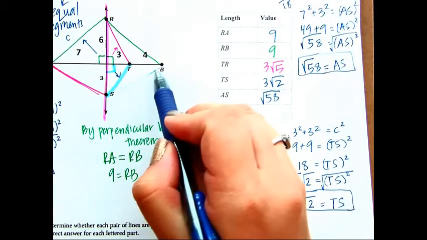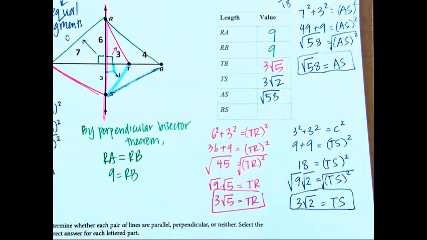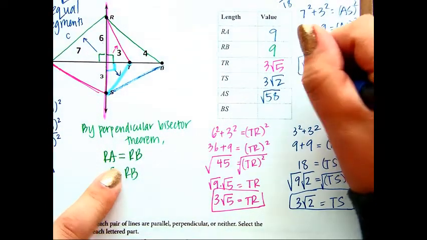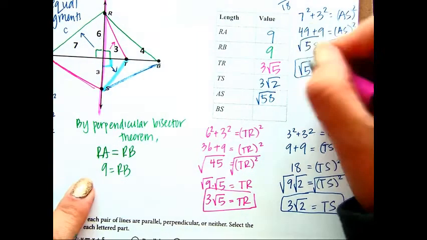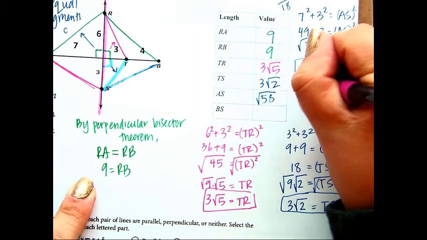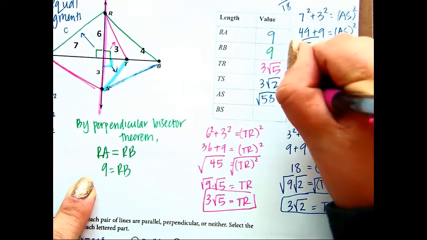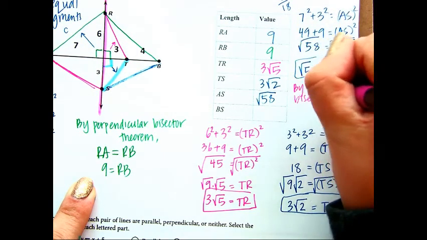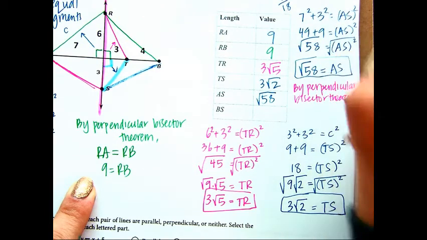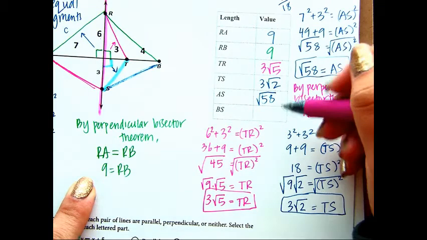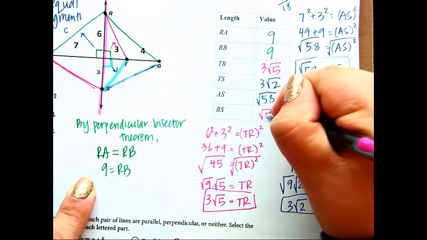And then BS also has a leg of 7 and 3. So by perpendicular bisector theorem, I know that those are going to be equal to each other. So by perpendicular bisector theorem, I know that AS equals BS. So if AS is radical 58, BS will also be radical 58.